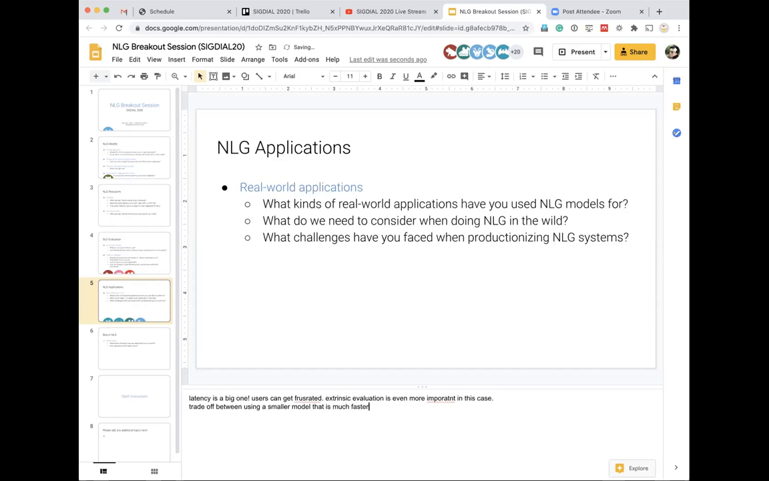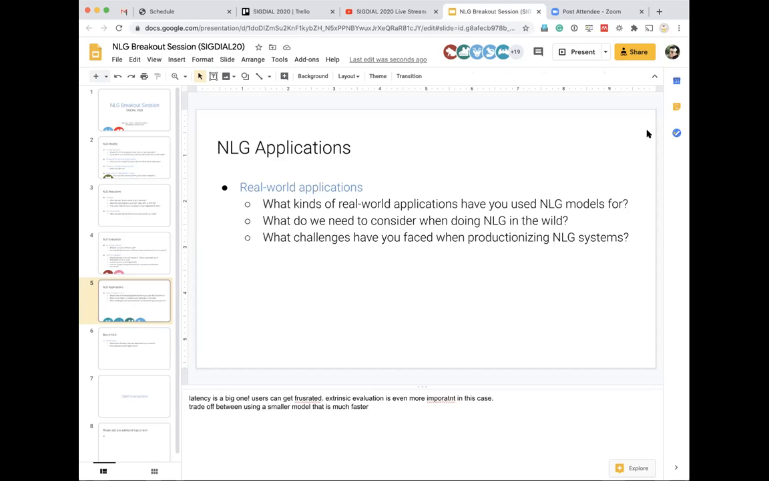Totally agree. And it would be interesting to see breakdowns, in terms of evaluation, of what the penalty of using a smaller model is, as opposed to the extrinsic evaluations. Is it still acceptable to users even though you're using smaller models or less complex models? I don't know if there's been any explicit work doing that, but I think that would be interesting to see just from a productionization perspective.